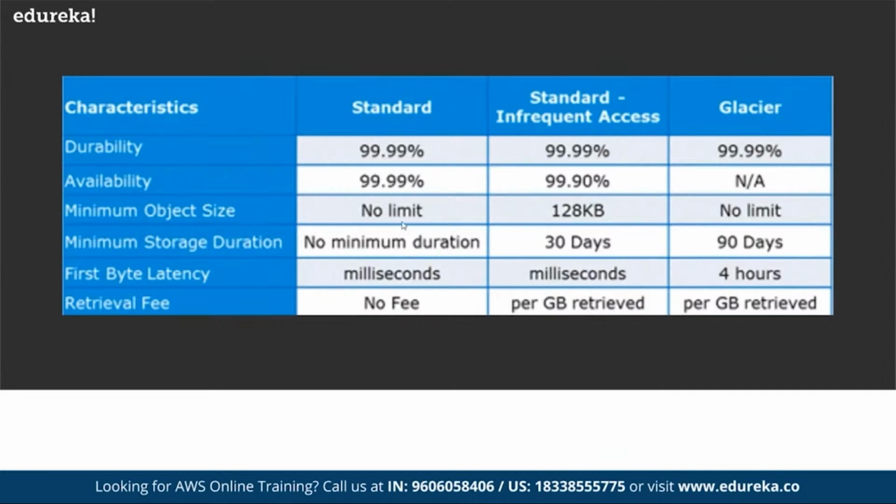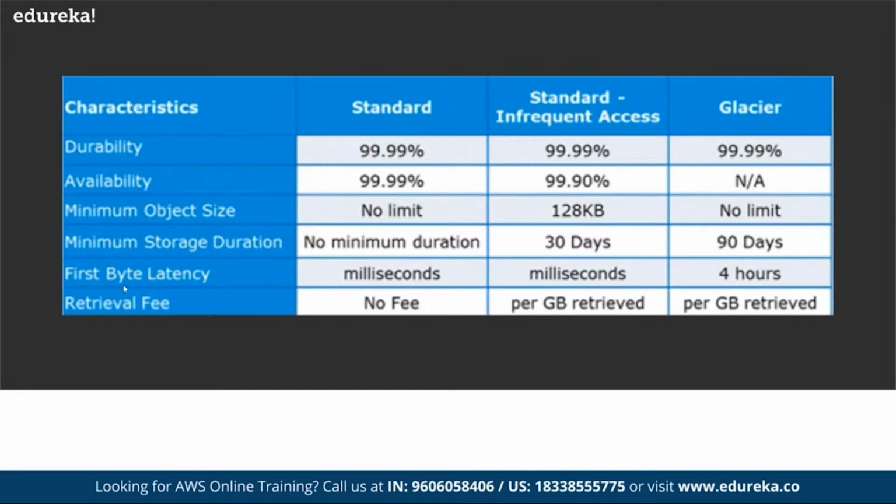Now in Standard there is no limit on the minimum size of file that we can have. In Infrequent Access, we need to have files of at least 128 KB, and there's no limit for Glacier as well. Same way, in terms of minimum storage duration, there is no minimum period required for Standard, whereas for Infrequent Access we need to store the files for at least 30 days, and in Glacier, at least 90 days, right?